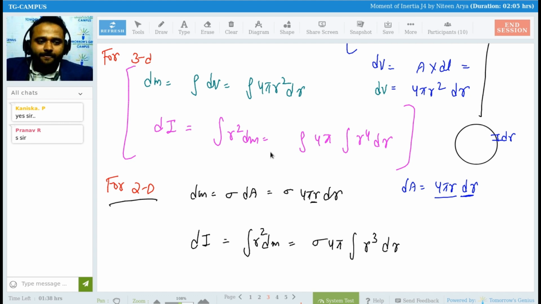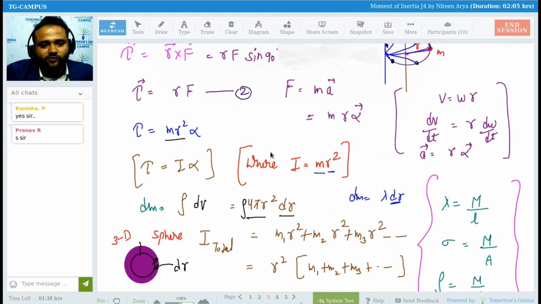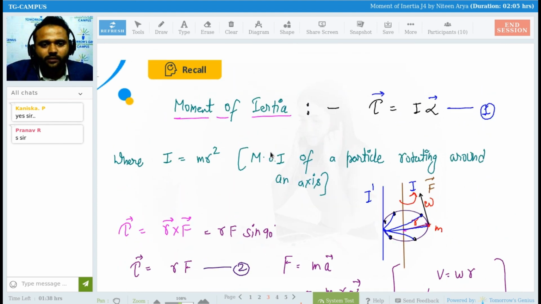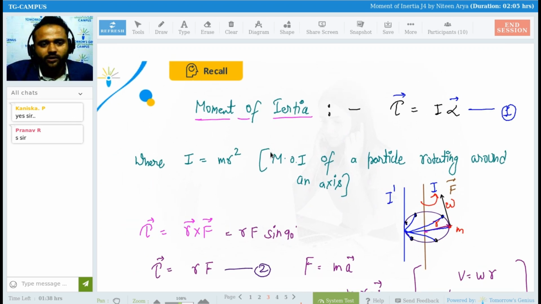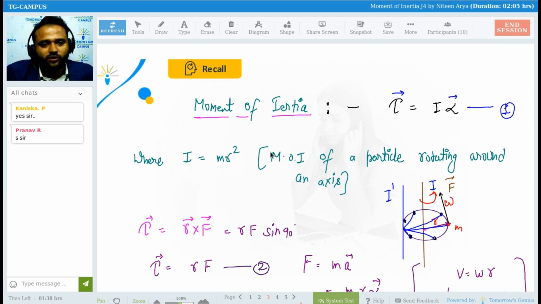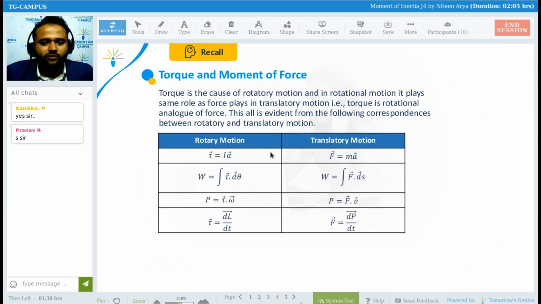Clear? So these are the simple things which you need to know for the constant bodies. Moment of inertia is mr square, simply the analogous of mass in rotational dynamics. Okay, this one is done. So this one is torque and moment of force. We did this in the previous class, so let's revise this.